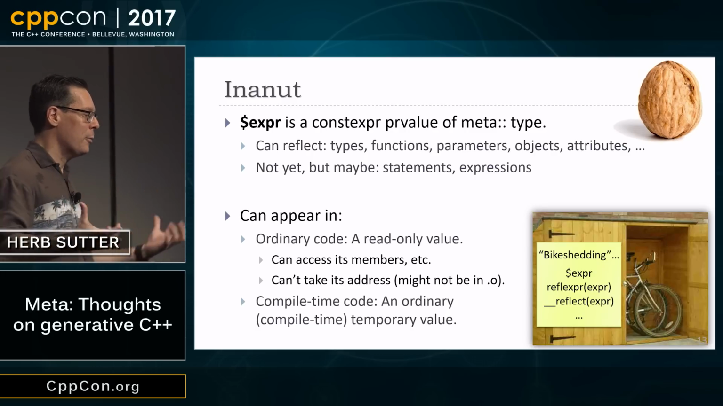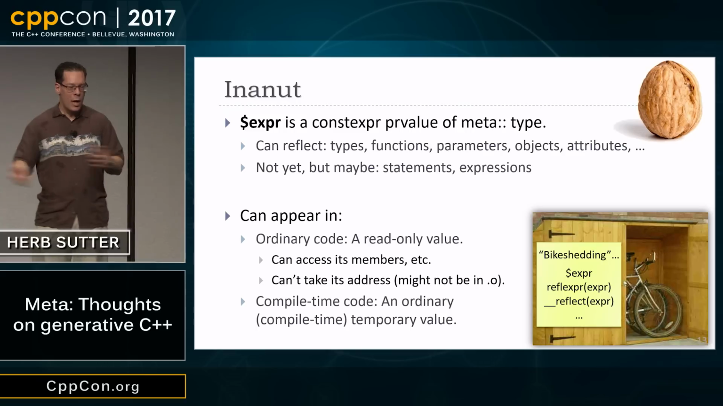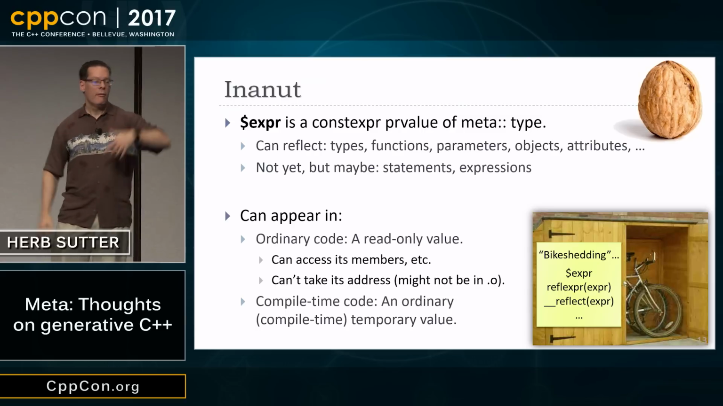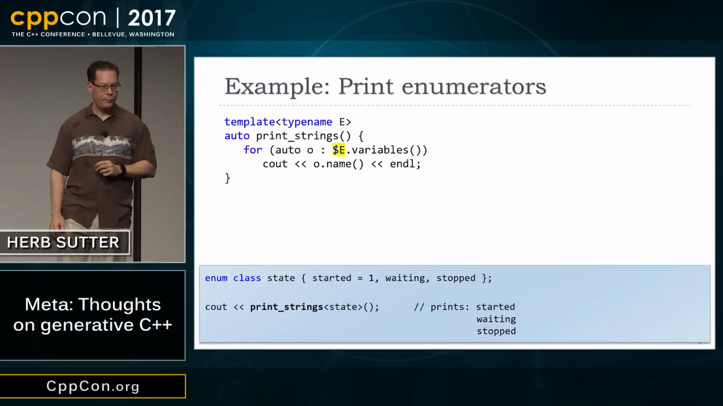We may want reflexpr with angle brackets or with round brackets. We may want some underbars. Who knows? As long as I can spell it some reasonable way, I'm a happy camper. For the purposes of today, I'll use prefix dollar. Again, all of this is subject to change.